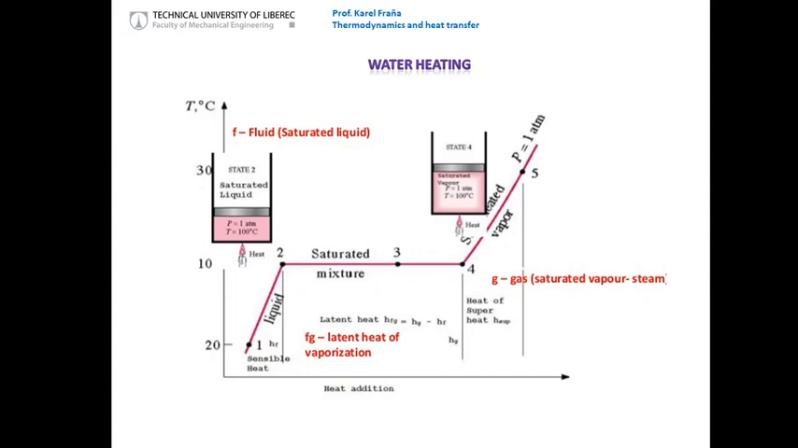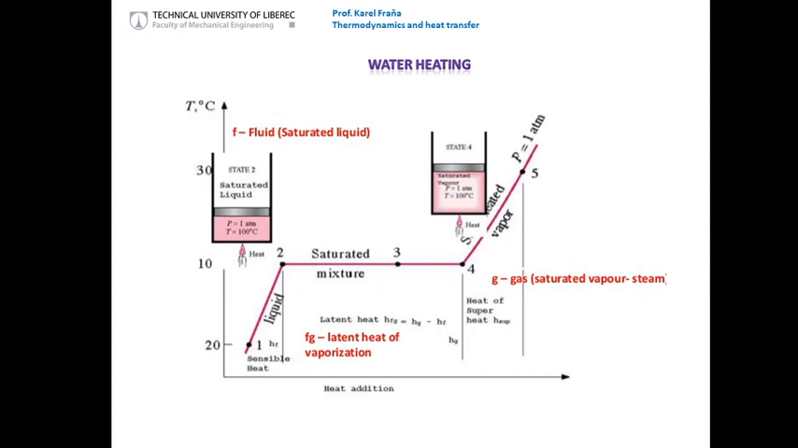The heat which is needed is called the sensible heat. You can calculate it very easily if you take into account the temperature difference multiplied by the heat capacity. We supply the heat up to point 2.